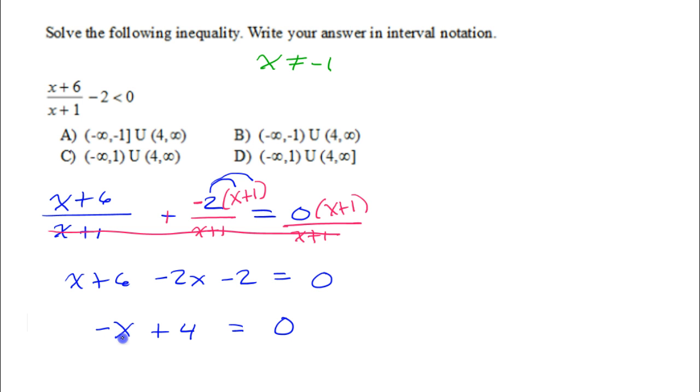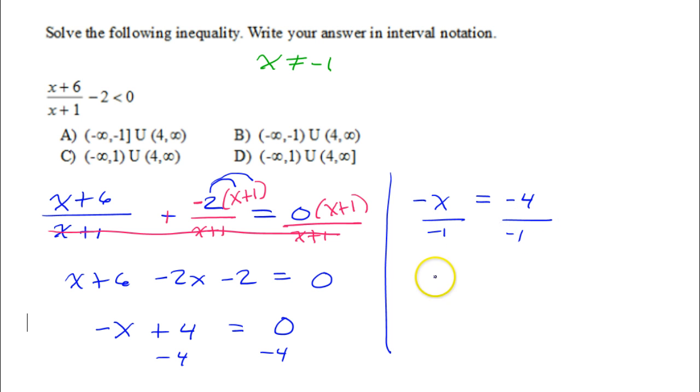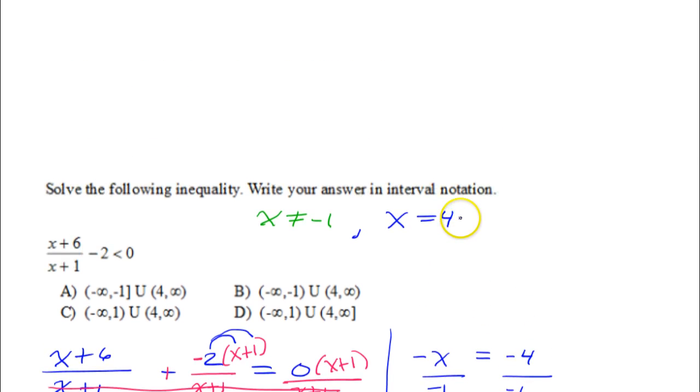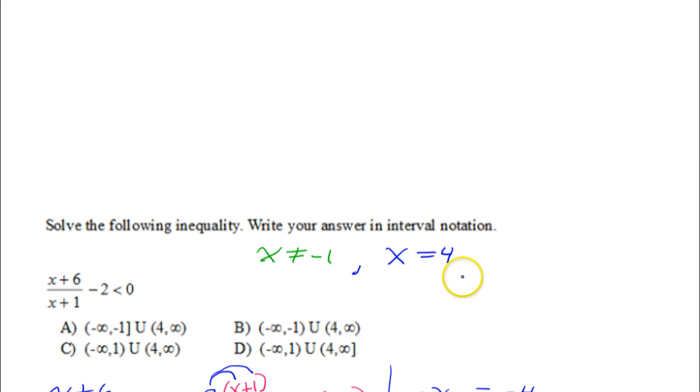Alright, so I'm just going to get x by itself. So I'm going to subtract 4 from both sides. So that's going to give me -x is equal to -4. And then I will just divide both sides by -1. So I get x equals 4. So this is a critical value. So these are my two critical values, the excluded value and the solution to the related equation. So this is what will go on my number line.